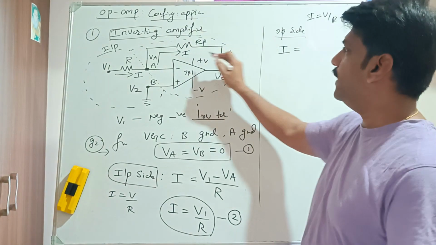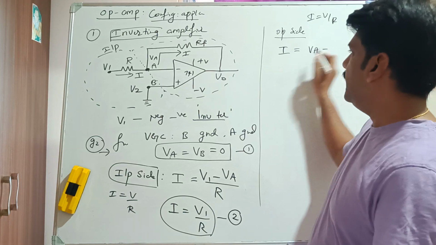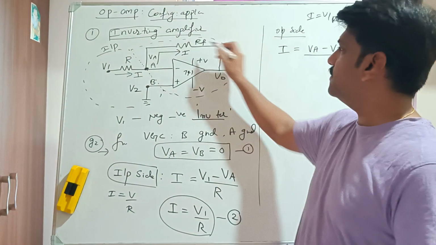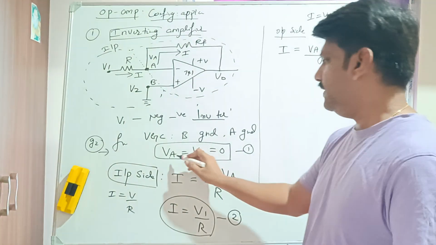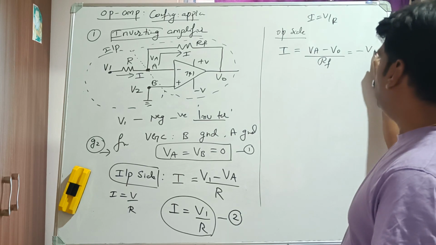But what is V? How can I write V? It is going from voltage A, that is VA, minus the output, V output, divided by what is the resistance? RF. That you should write, right? But what is VA here? What is the value of VA? This is 0.